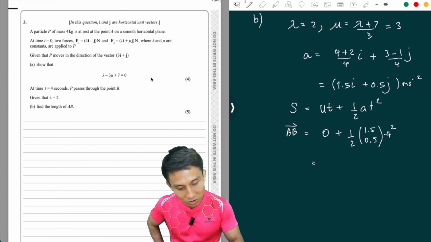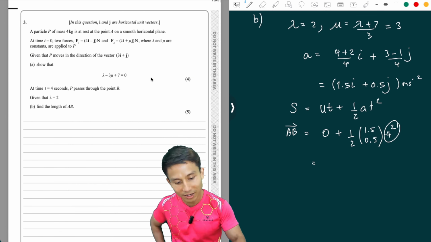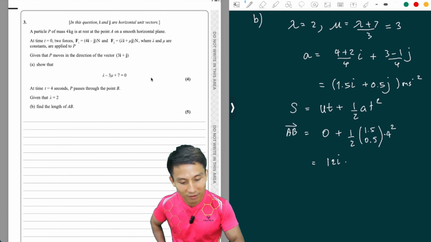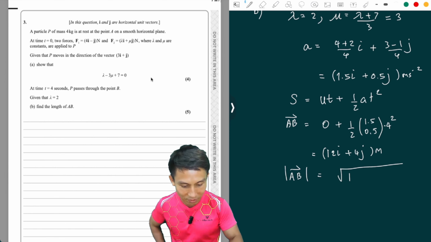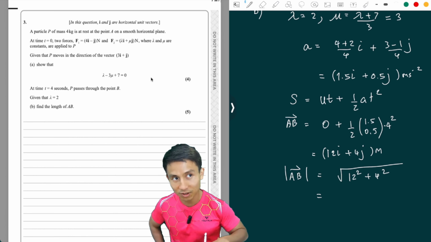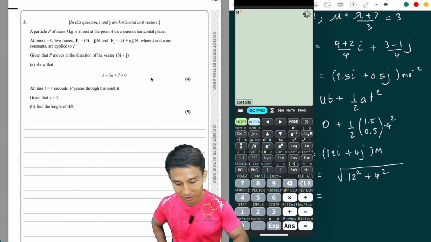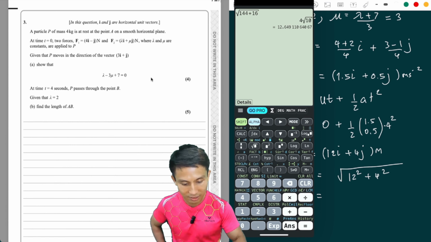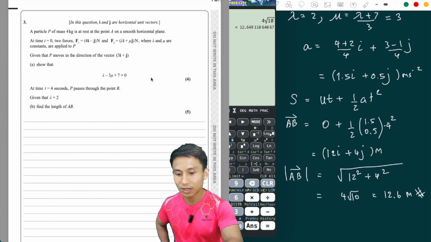That's easy. So you have 16 here, and multiplying by a half, you get 8. So 8 multiplying in, 8 times 1.5 you get 12, and 8 times 0.5 you get 4. That's the relative vector AB. So the length AB will be the magnitude of this vector. That's the Pythagoras of those two, so that's 144 plus 16, that is 160. Let me just check a calculator here. 144 plus 16 is 4 root 10. I'm just going to make that 12.6 meters. So that is part B done.